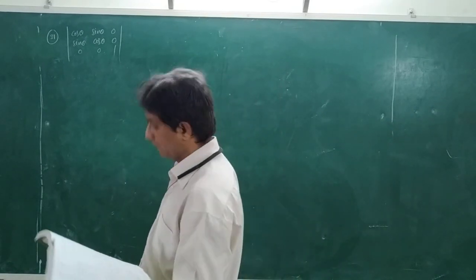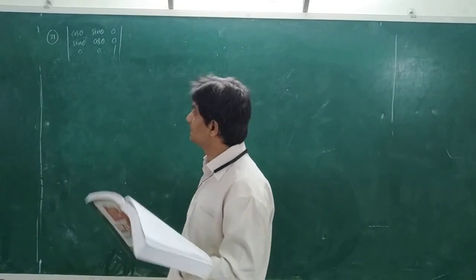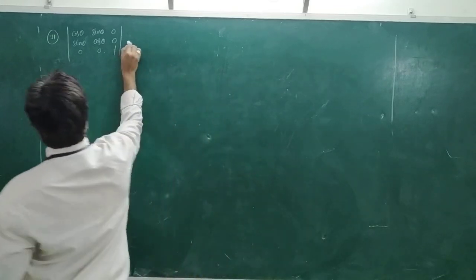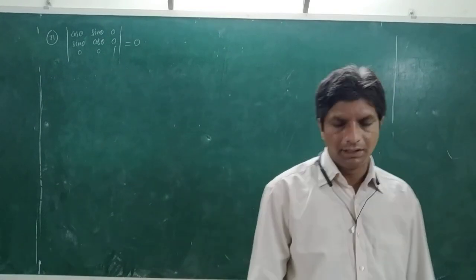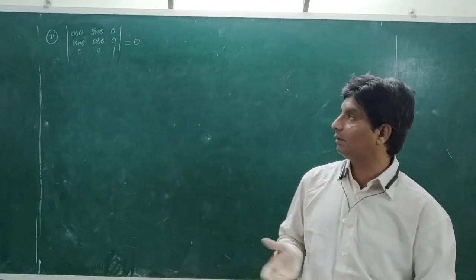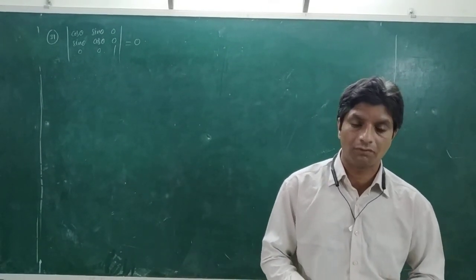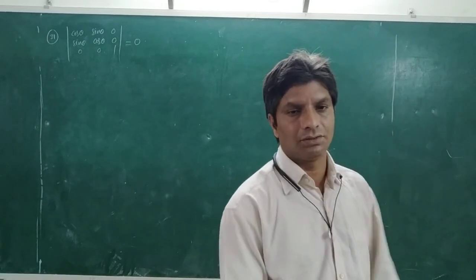Let us do the problem 31. This matrix is singular. Singular means what? Already we know what is a singular matrix. If determinant of A equal to 0, that is a singular matrix. If determinant of A not equal to 0, that is a non-singular matrix. So take the determinant of this matrix equal to 0.